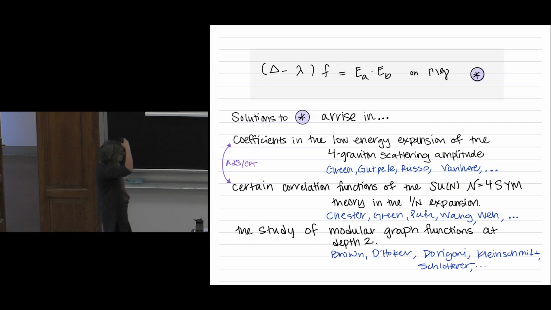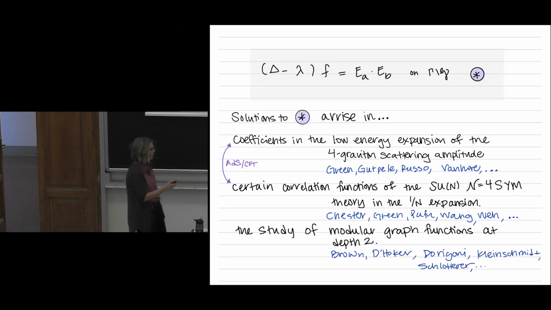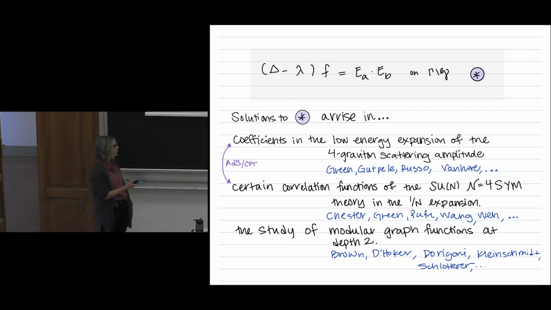Another place these things arise, which hasn't been talked about in much detail this week but most people here are quite familiar with, is that they also appear at depth 2 for modular graph functions, which have been studied very extensively. In the modular graph function case, these a and b values would be integers, which we'd mostly be interested in. But in the first two contexts, most of the cases we're going to talk about are half-integer valued Eisenstein series.